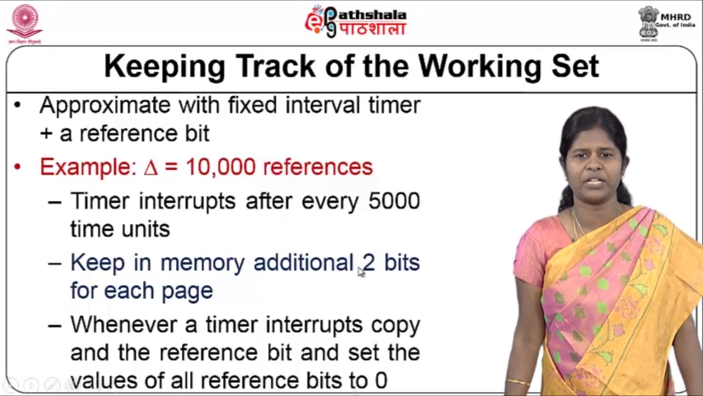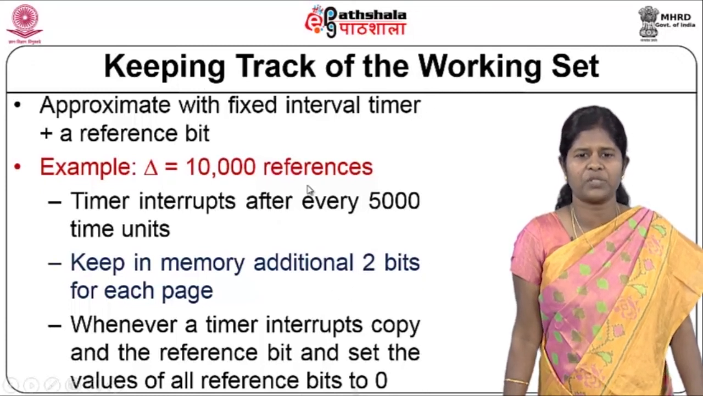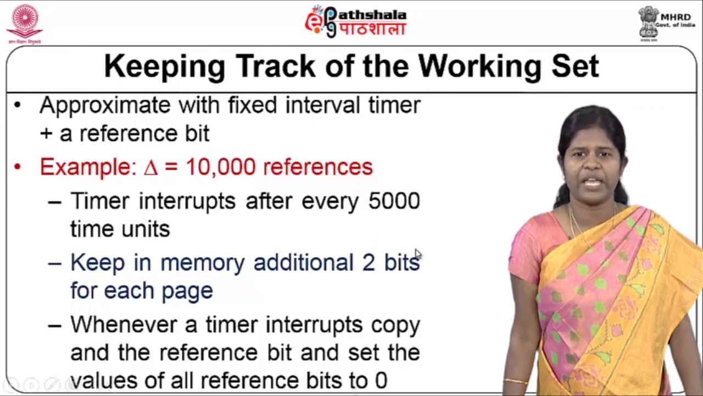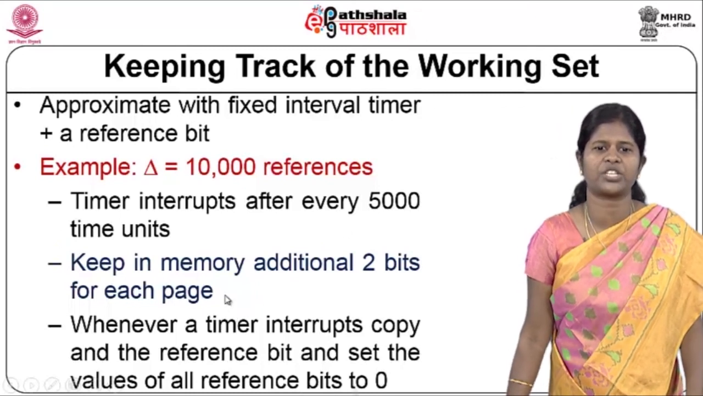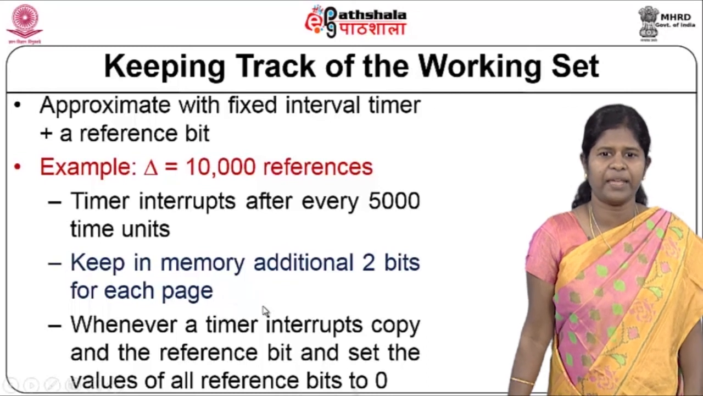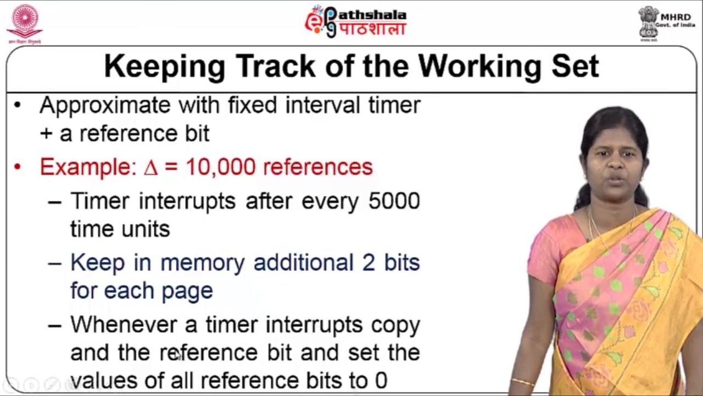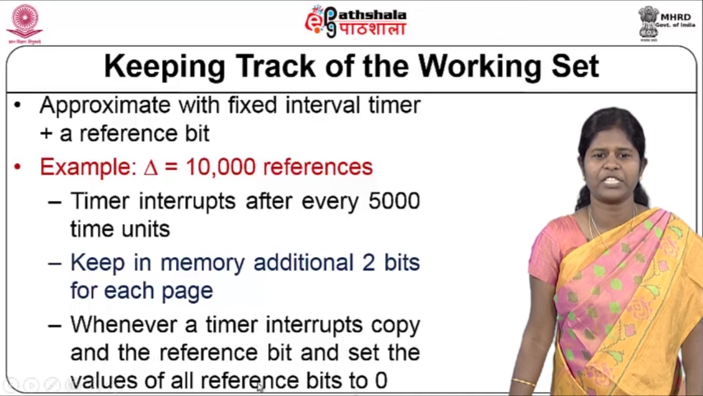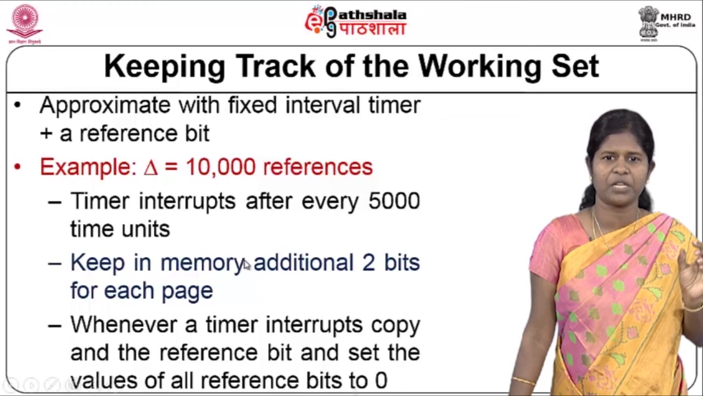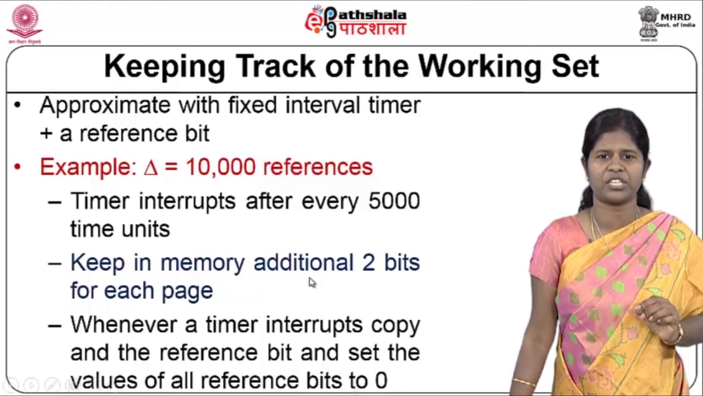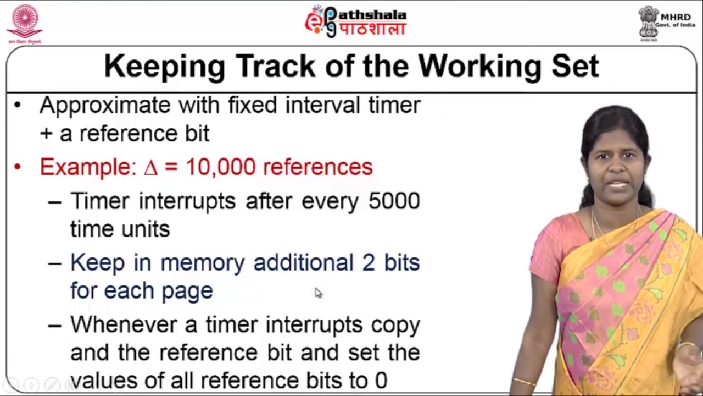So, at some particular time, say after 10,000 references, you will have a value in the reference bit. You will also have 2 values in these 2 bits that will refer to say 5,000 to 10,000 and 10,000 to 15,000. From these bits you can understand which page was referred to recently, and whenever a timer interrupts, you copy the reference bit onto these additional bits and the value of the reference bit is set back to 0.